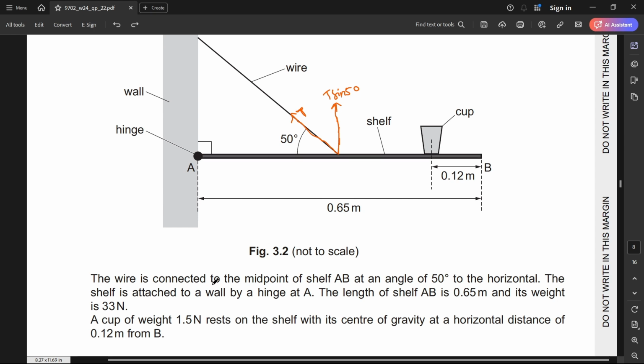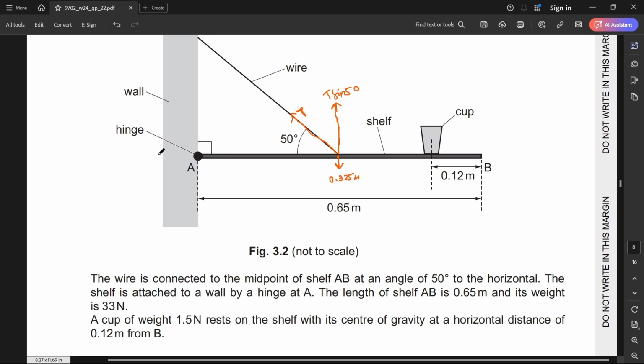Now the wire is connected to the midpoint of the shelf. So it is the midpoint, which is half of 0.65, which is 0.325. Okay, 0.65 is this full thing. So with respect to A, we can say that it is 0.325. Also with respect to B, it is 0.325. And then this angle is basically 50 degrees to the horizontal. The shelf is attached to a wall by a hinge at point A. The length of AB is given to us as 0.65 and its weight is 33 newtons.